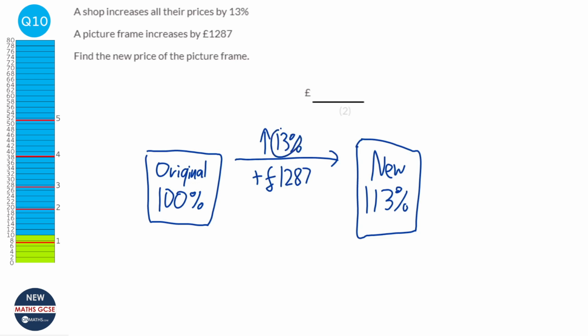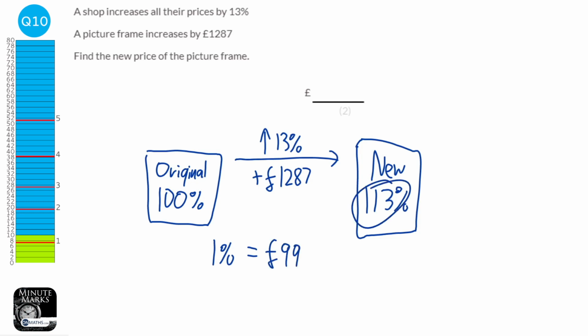So it's 13% of the original. It's gone up 13% of the original price. So what we're going to do is work out what 1% of the price increase is. Instead of 13%, we're going to work out what 1% is, and we're going to do that by dividing the amount by 13, and we get 99. So 1% of the original represents £99.